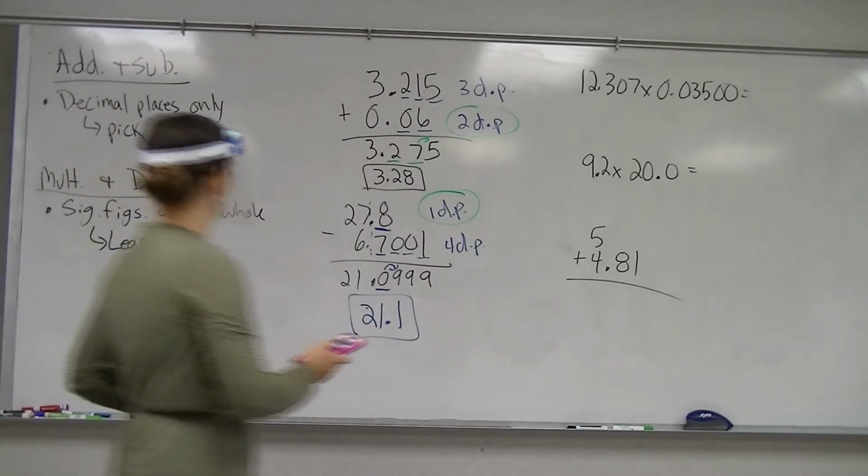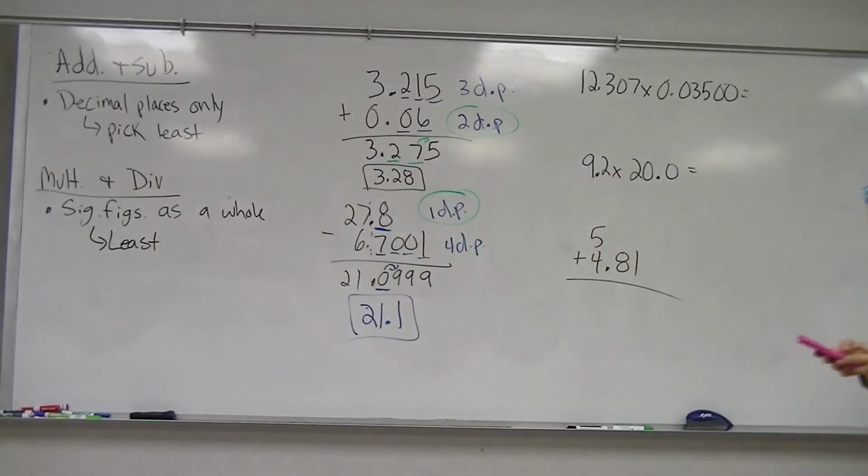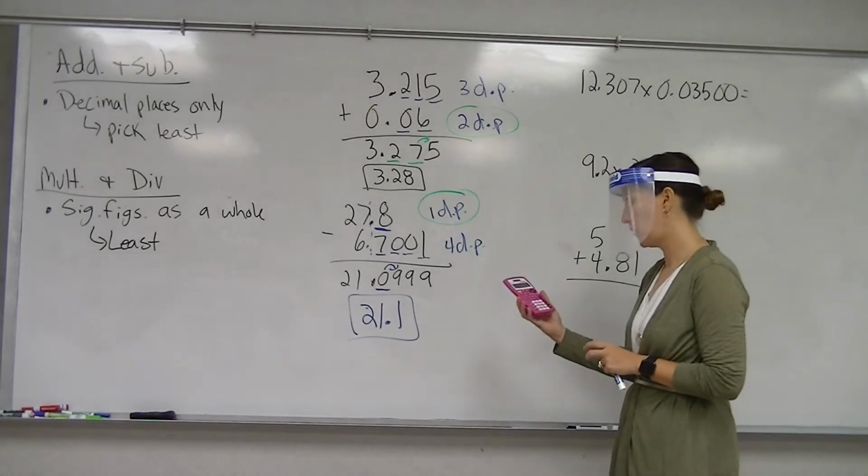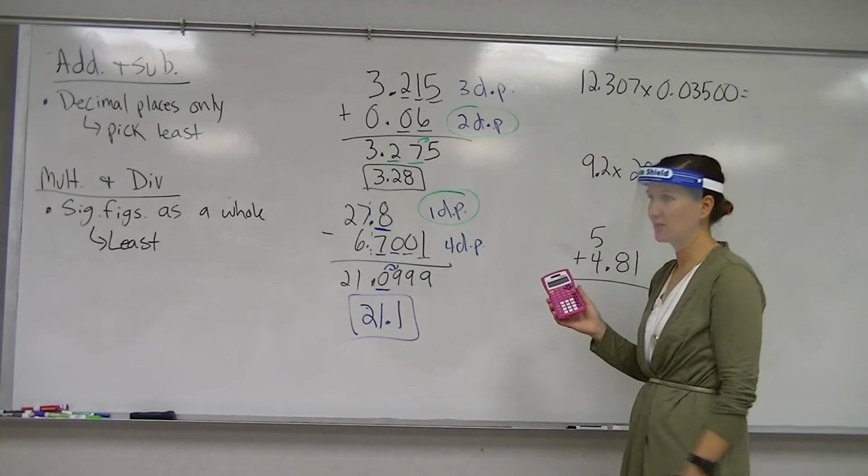Is there a specific calculator? It just needs an EE button. Okay. So this one was $20 at Walmart, but it has the EE button, so that's all that matters.